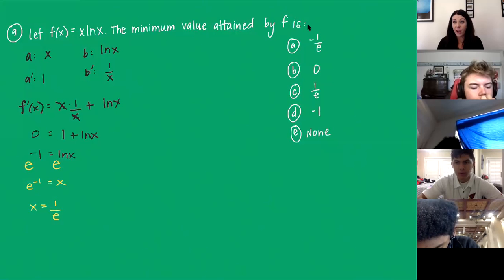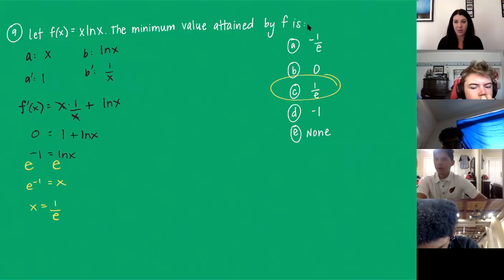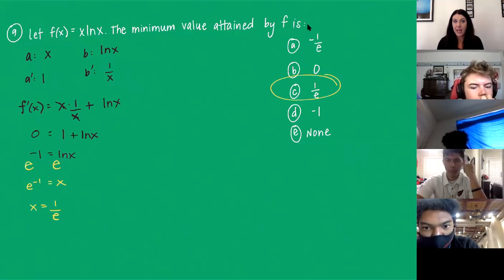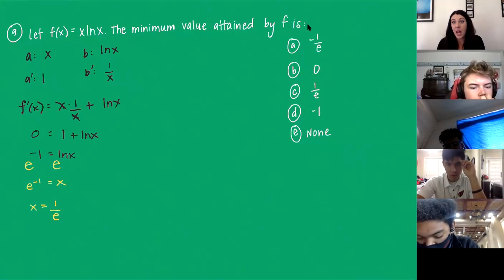Now, there's a 1 over e over here, which is why I think a lot of students miss this problem. Because it's not asking where is there a minimum value. It's asking what the minimum value is, okay? But there's an option on here that there's none. And so we have to be careful and figure out, well, is that a minimum or maybe it's a max and then there's none because we only have one critical point, okay?